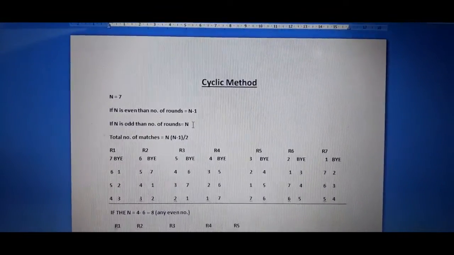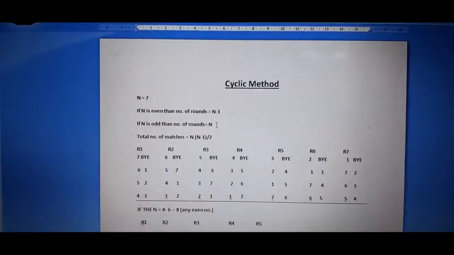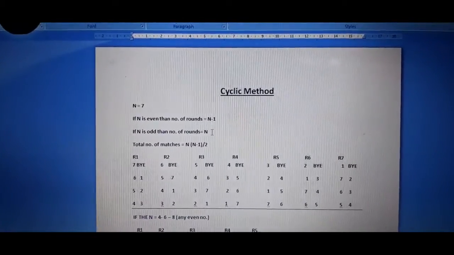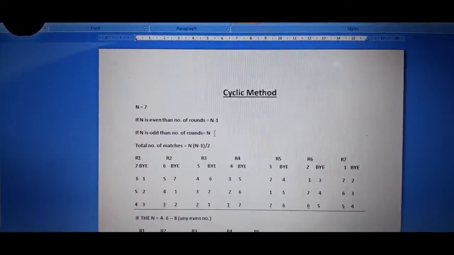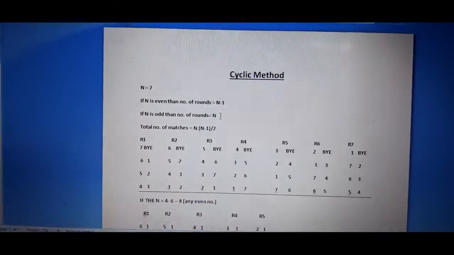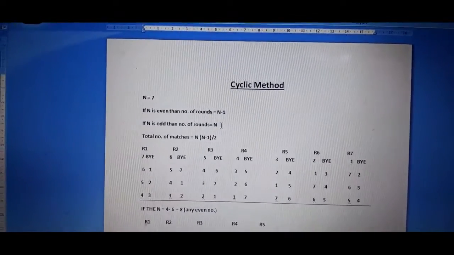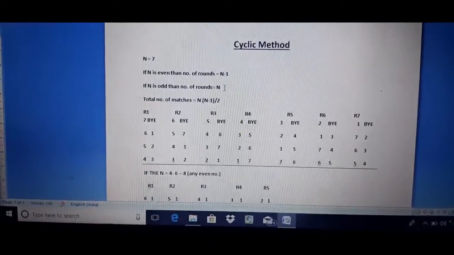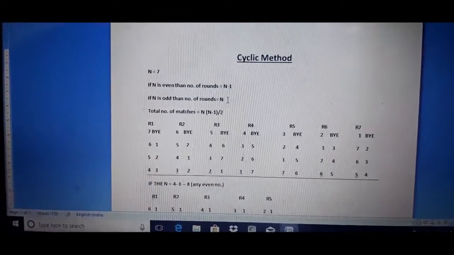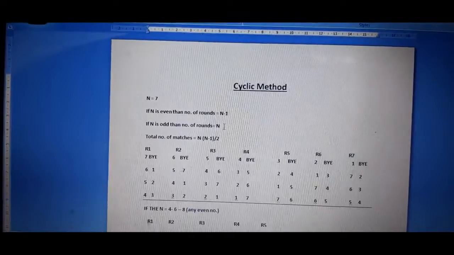So you have to remember, the maximum questions that you are going to get, as per me, are where the number of teams will be odd. But you have to practice both in cyclic method, and that is why I have made both the draws for you. Both the fixtures are with me. Down it is an even number, and on top it is an odd number. So first we'll go with the odd one.